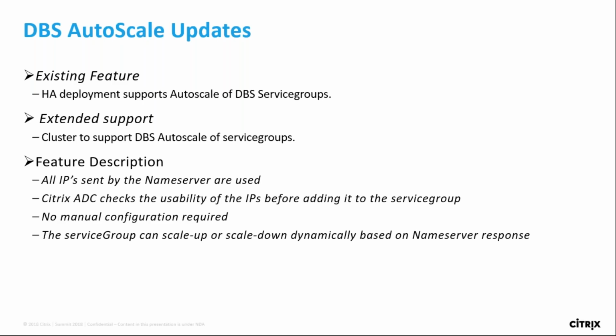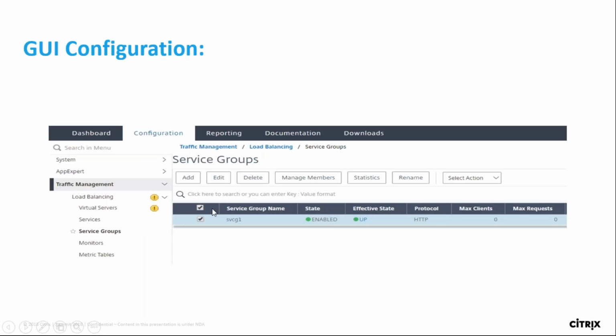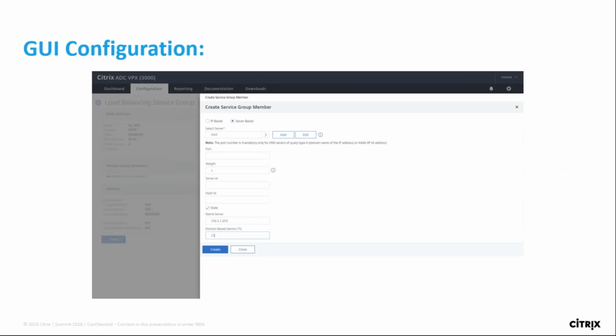And how is it going to be put in place? Let's see the configuration here. So first of all, you will go and configure the service group. In the service group, here we have auto scaling mode, which you have to make DNS. Once you create a service group, you have to add a service group member. In the service group member, select server based and provide the information.